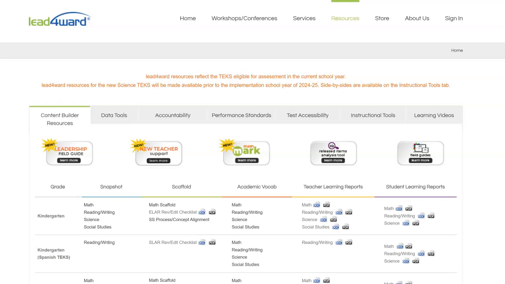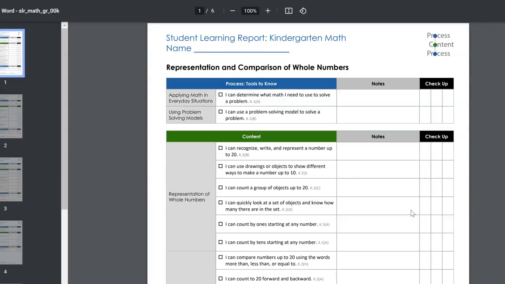All right, this is on the Lead Forward Resources. We are looking under the student learning reports. If you click on any of these PDFs for any grade level, you can match it to your TEKS by looking at the TEKS cluster or the breakdown.